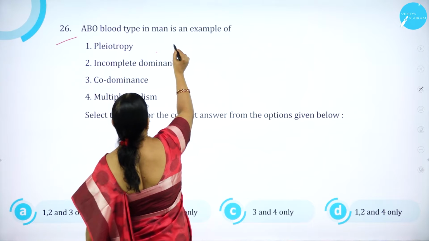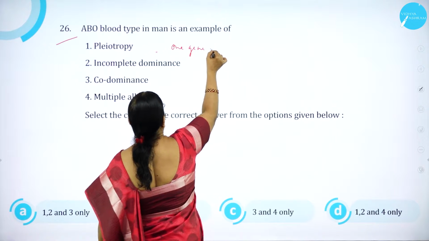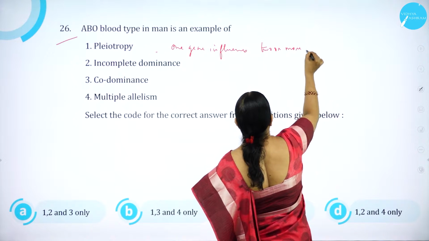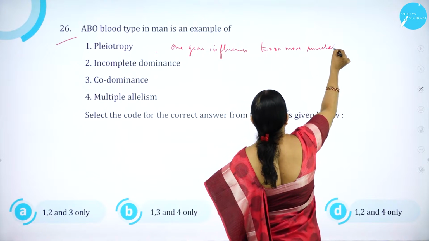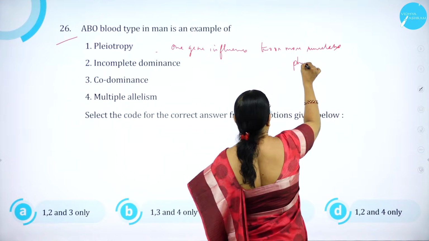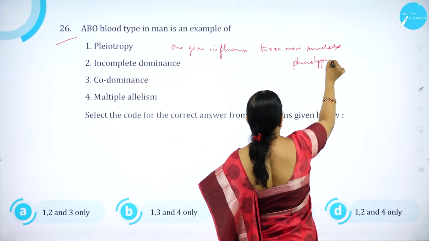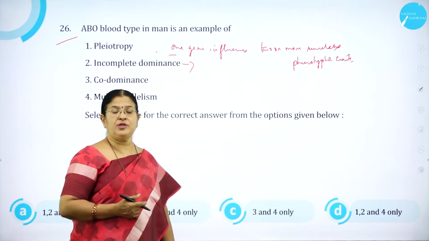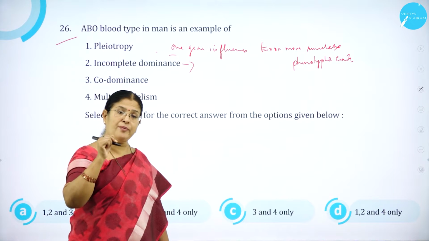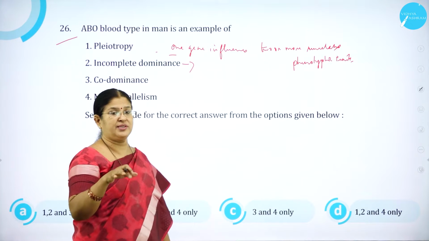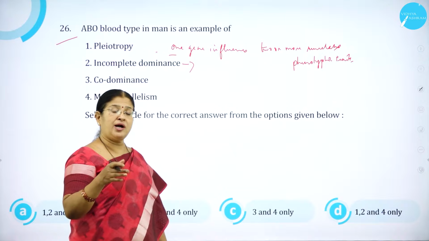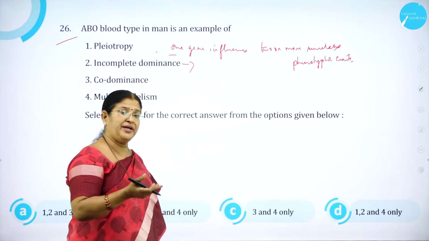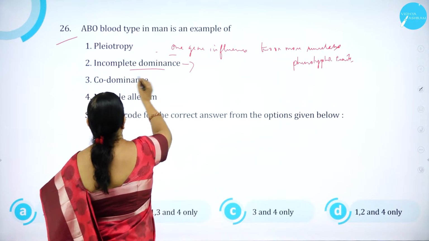Pleiotropy means when one gene influences two or more unrelated phenotypic traits. Incomplete dominance. What is incomplete dominance? The dominant gene is not completely suppressing the recessive gene, so it is not completely expressed in the F1 generation. So you can see an intermediate character, neither dominant nor recessive, is called incomplete dominance.